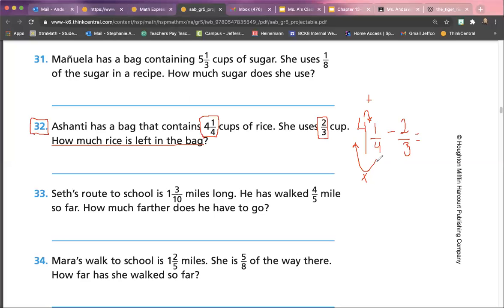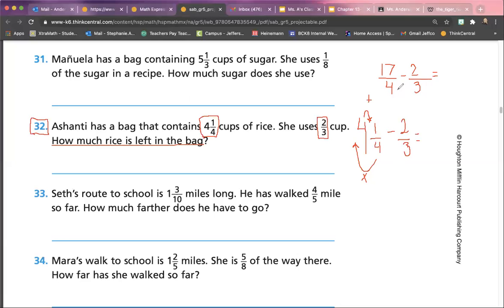So Bella, you told me 4 times 4 is 16. I need to add one more. What am I at? 17. Yes. So now, at least my fraction is bigger than what I'm taking away. So that's good. We're a step in the right direction. I now have 17/4 minus 2/3.